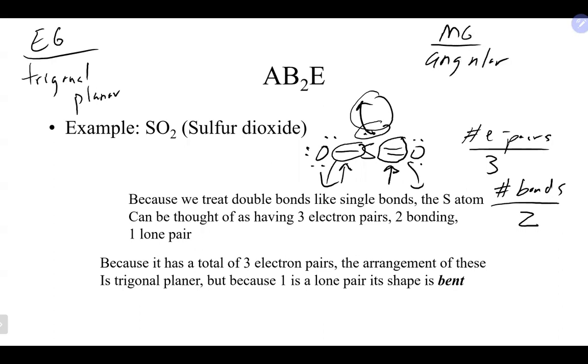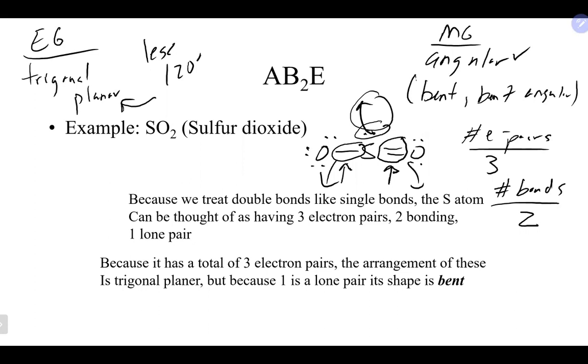I personally go with angular, but some people still use bent for this one, and some people use bent angular as well. So you might see a variety of names. For us, we're going to go with just angular. The bond angle here is less than 120 degrees, which is the bond angle you would see for trigonal planar. Again, with the non-bonding electrons, they're able to flex a little bit more.